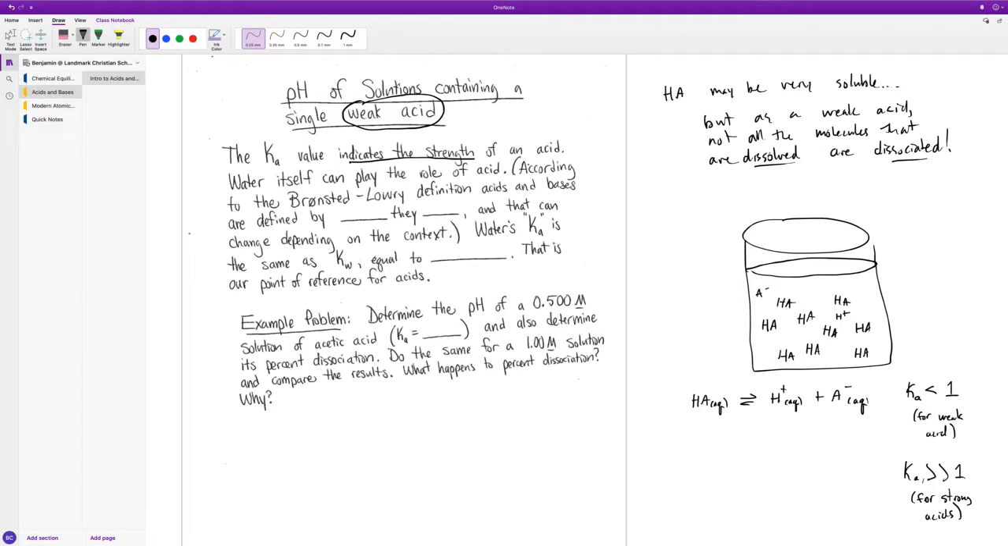Water itself can play the role of an acid. For water, the Kw is the Ka for water, because it's kind of doing this, right? Water itself is a weak acid. It's kind of weird to think about water molecules being dissolved in other water molecules, but that's a legitimate point of view. Somebody once asked, is water wet? And it absolutely is. Of course, water is wet. Can water get wet? Sure, it depends how you look at it. But water definitely can act like an acid.